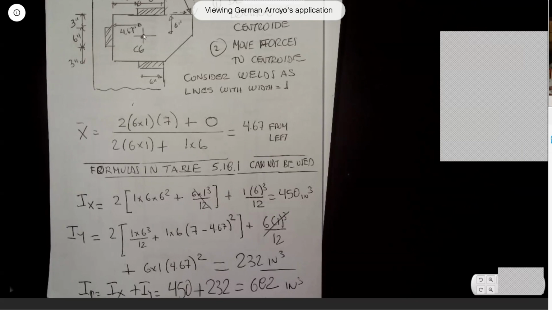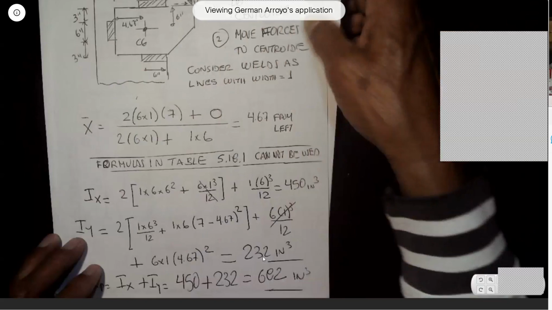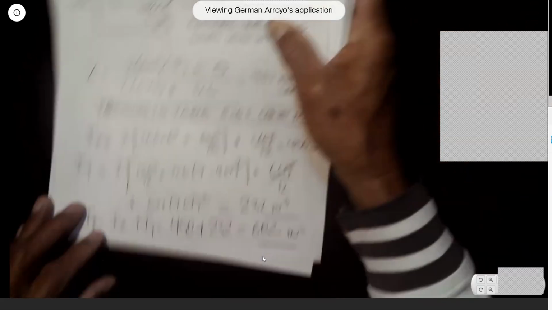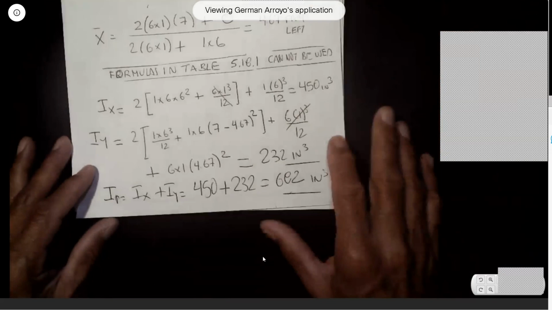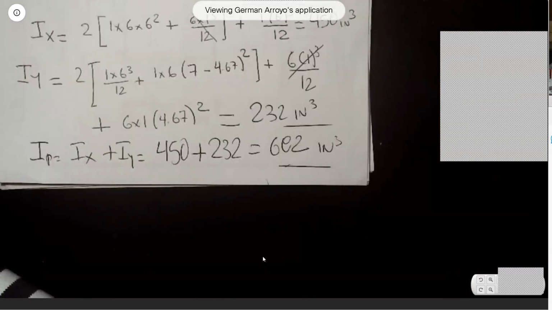This one in here, the moment of inertia about the y central axis, is 6 times 1 cubed over 12. I throw it away. Plus the area, 6 times 1, but since it's aligned, the distance to this line is 4.67 squared. So this is the area times the distance squared, 6 times 4.67 squared. This gives me 450 for x, 232 for y. So the polar moment of inertia in here is 682. Any questions?